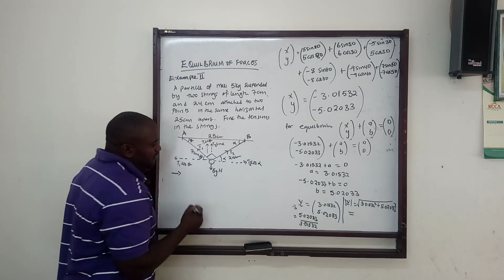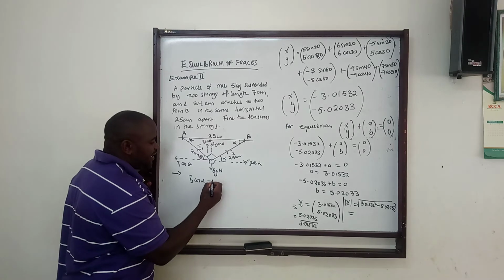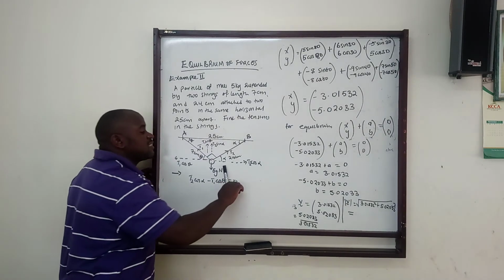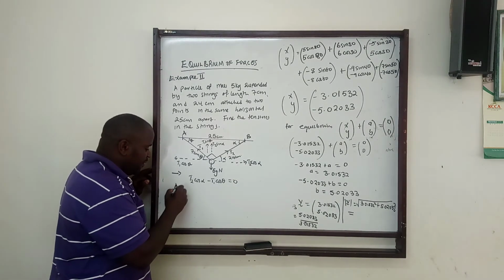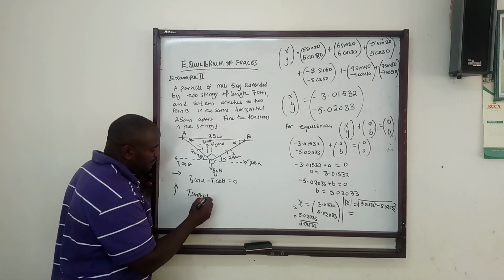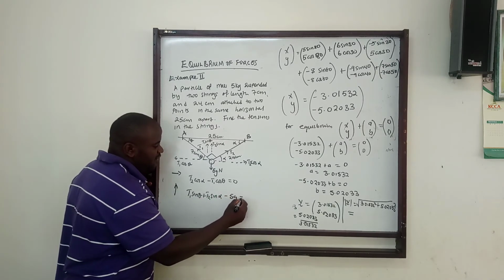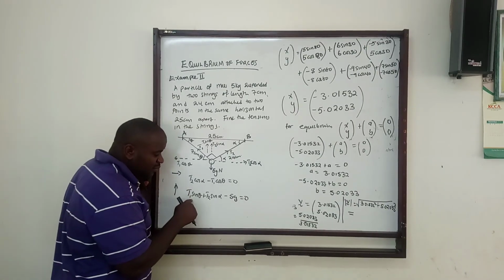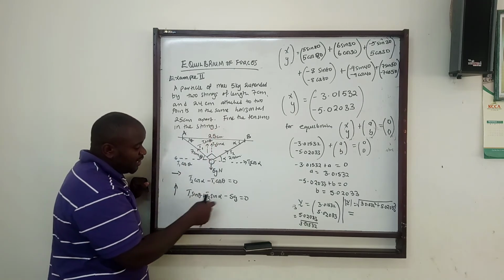So let me first consider horizontal. I'll have T2 cos alpha minus T1 cos theta is 0. Why do I say minus? It's because this is in the positive x-axis, this is in the negative x-axis. Then for vertically, T1 sine theta plus T2 sine alpha minus 5g is 0. Why have I considered it like this? It's because when you look at T1 and T2, they are all facing in the same direction after resolving. So that's why I've added them.